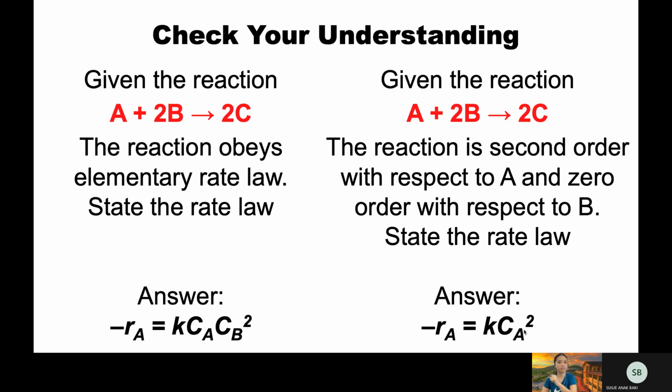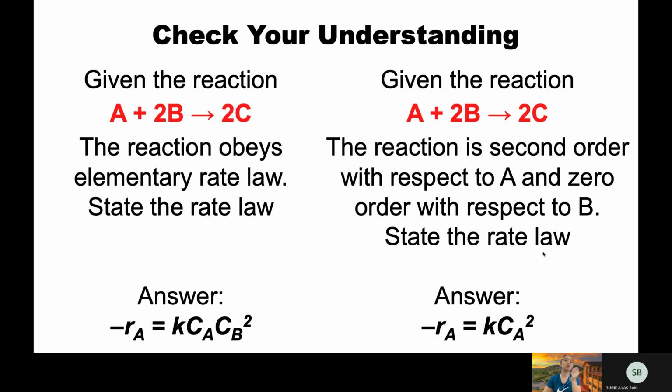So what happened to CB? They say zero order with respect to B. If you understand mathematics, CB power of 0 is 1. For example, 4 power of 0 is 1, 6 power of 0 is 1. So CB power of 0 is 1. That's why they no longer have CB in the rate law. So you can see that in a non-elementary rate law, the reaction order does not follow the chemical equation. So that's why the information has to be given to you.